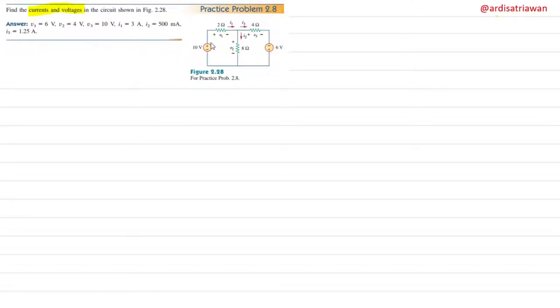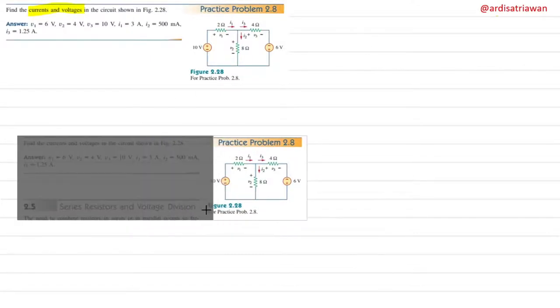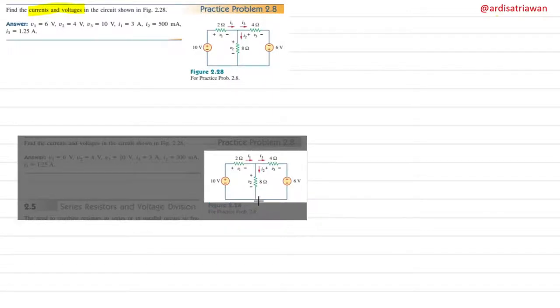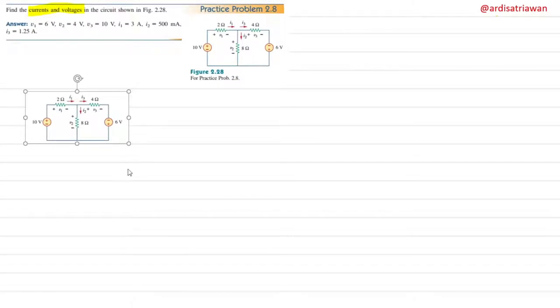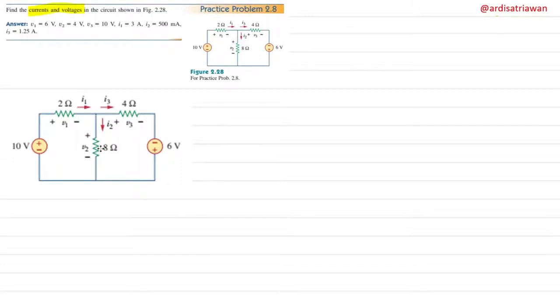Okay, let's do some copy pasting again. Let's copy the circuit and then let's resize it. The circuit is so small, guys. Let's resize it. Okay, it's a little bit blurry, but I think you can still see it. Okay, find the current and voltage.